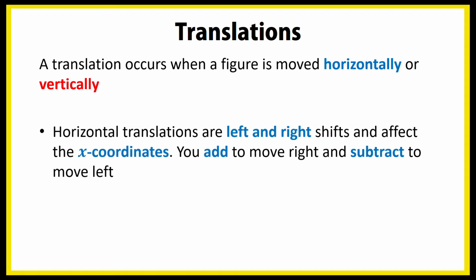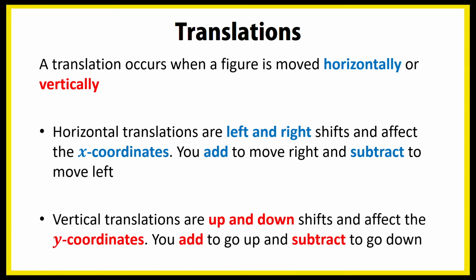All right, if a translation is moving to the left or right, it usually affects your x coordinates. So if I say I'm moving 5 units to the right, I'm adding 5 to whatever my x coordinate was. If I want to move left, I'm subtracting from my x coordinate. And with vertical translations, if I'm moving up and down, it's affecting my y coordinates. So if I want to move up, I add to my y coordinates, and if I want to move down, I subtract from my y coordinates. Okay, so I'll show you an example of what that looks like.